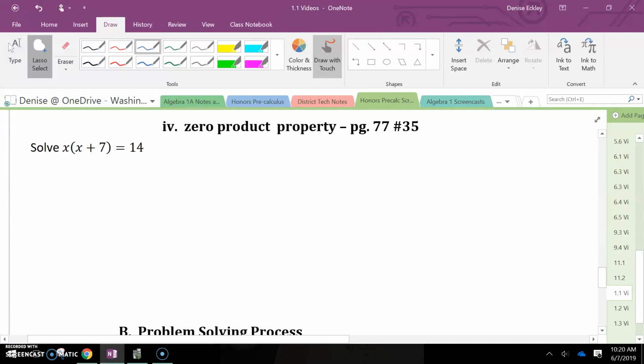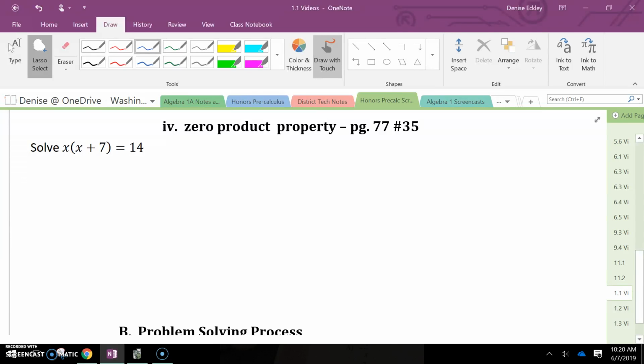Page 77, number 35, is an example of using the zero product property. We are asked to solve x times x plus 7 equals 14. So what we want to do is recognize that it is a quadratic equation. As such, we need to set it equal to 0.